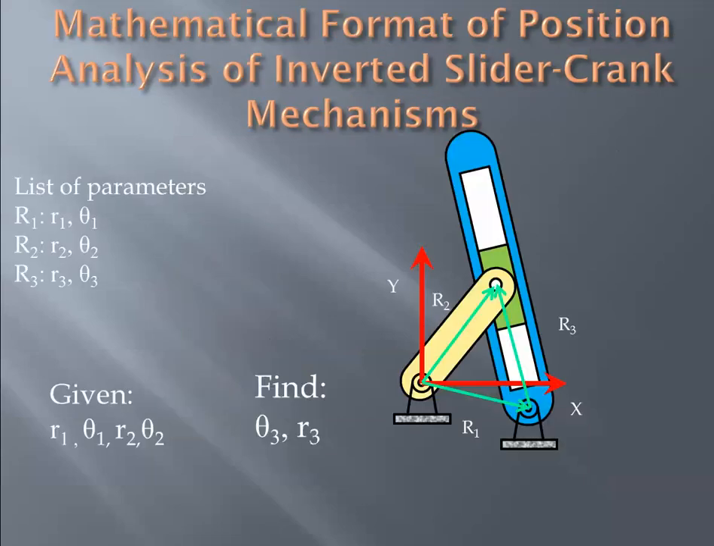Once we identified these parameters, we are going to divide them into 2 groups. The first group consists of the length and the angle of vector R1, and the length and the angle of vector R2. These should be given for position analysis of the linkage. And then we need to set up a mathematical equation, and based on that develop a procedure for computation of theta 3 and R3. This concludes this video.